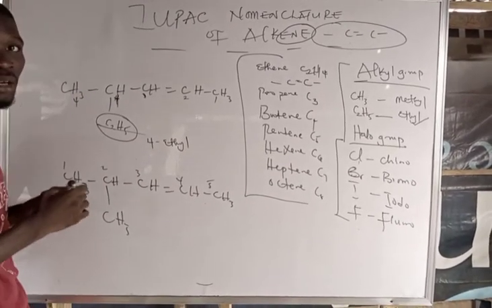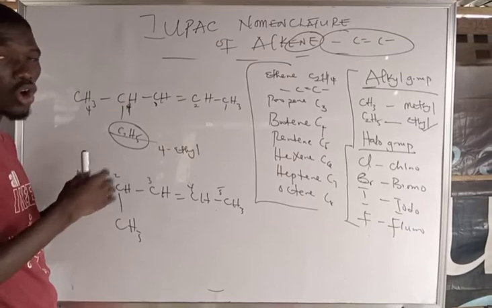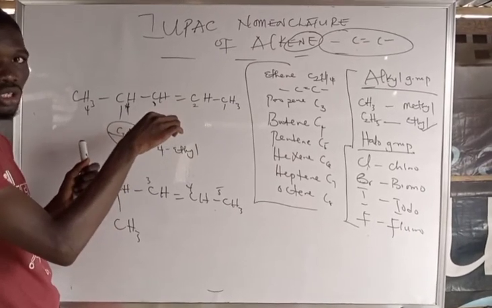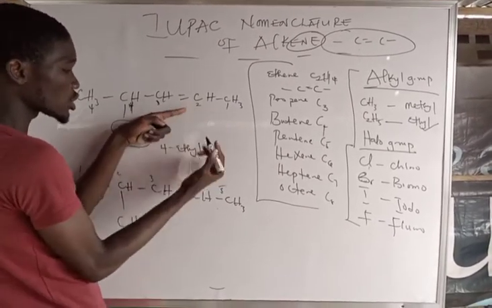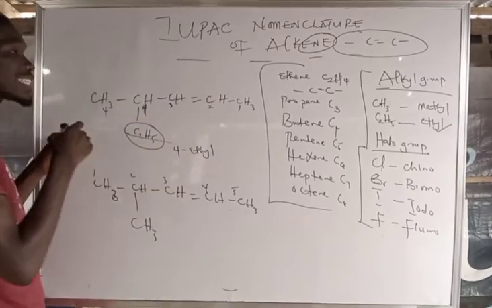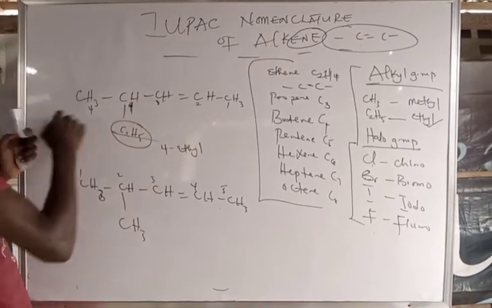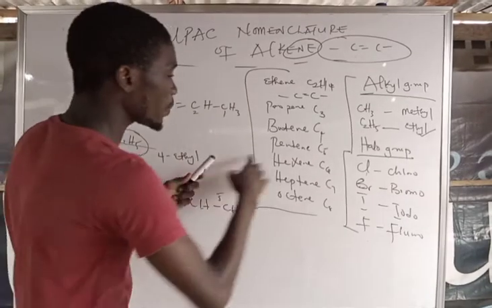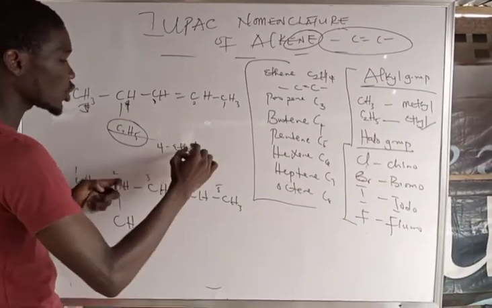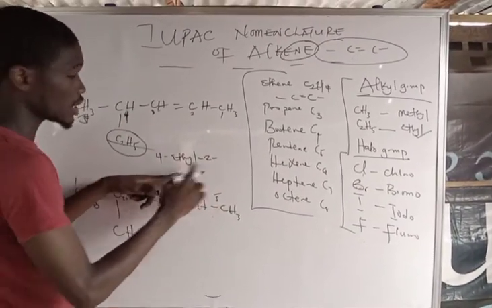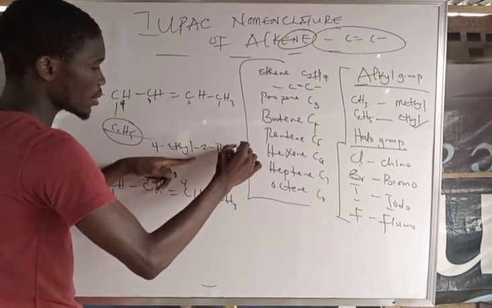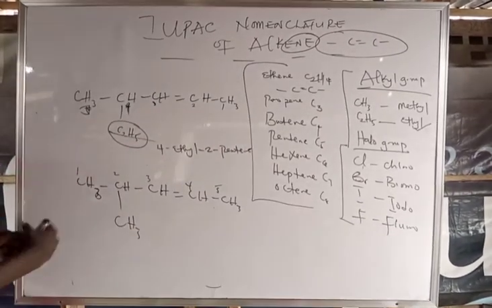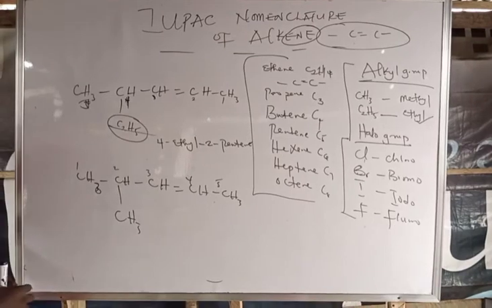What is the number associated or attached with the double bond? Before the double bond, we have 2 here. And these carbon atoms here, 1, 2, 3, 4, 5. This 5 here represents what? Pentene. So with this number here, we call it 4-2 pentene. This is the same compound.